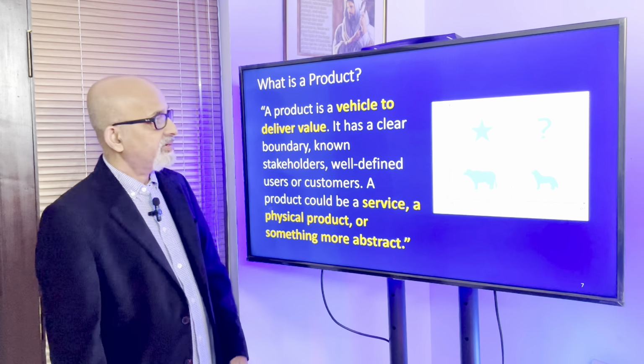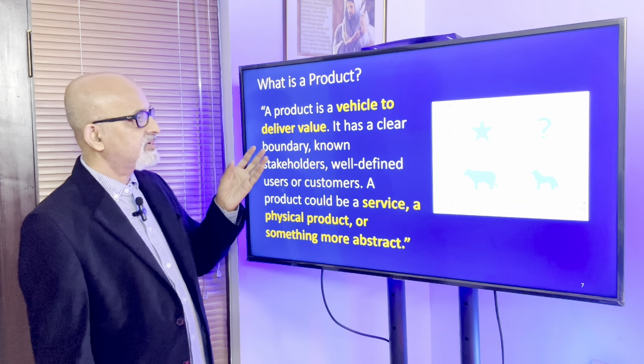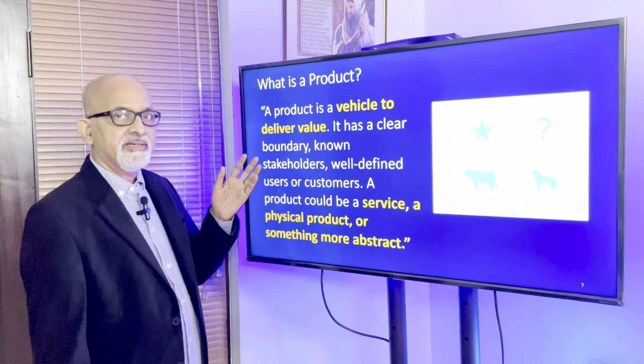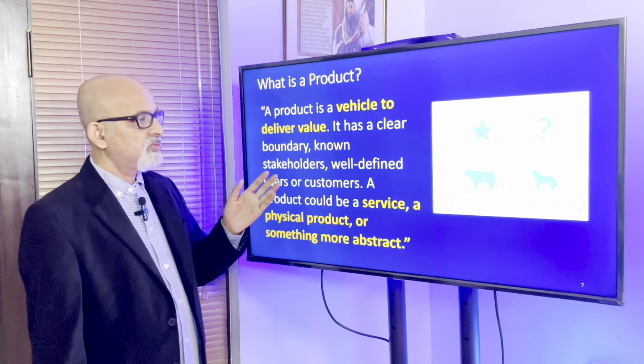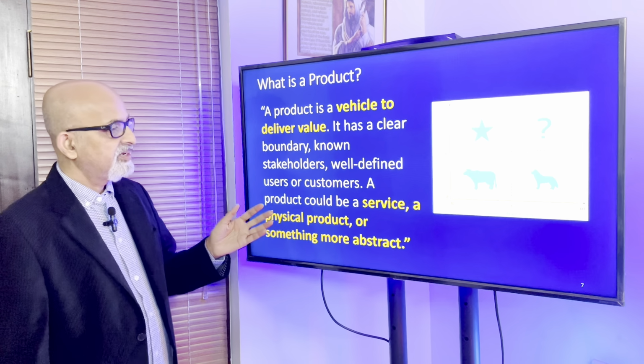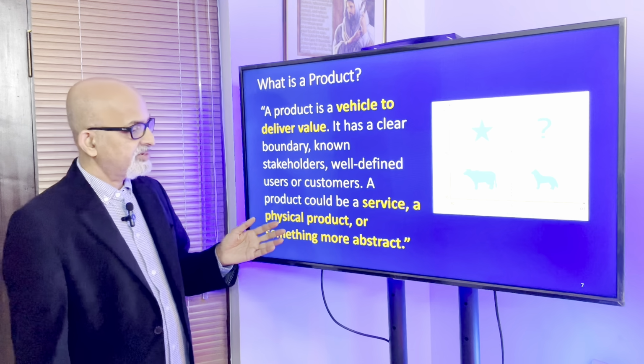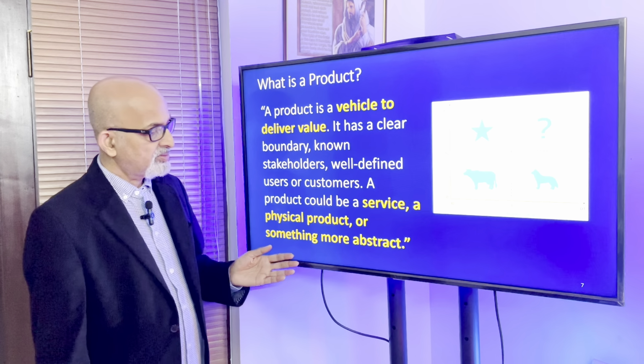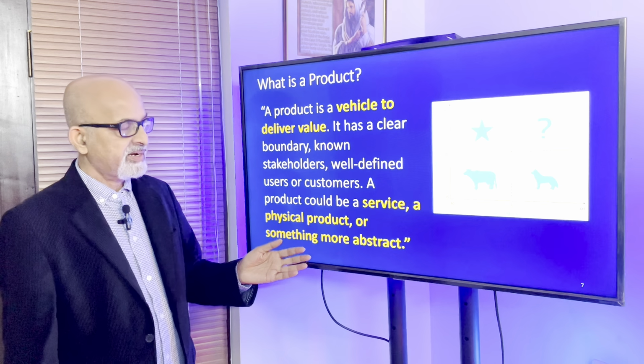So what is a product? A product is a vehicle to deliver value. It has a clear boundary, known stakeholders, and well-defined users or customers. A product could be a service, a physical product, or something more abstract.